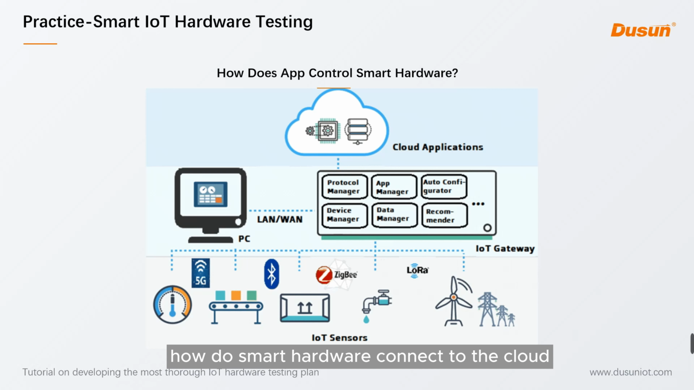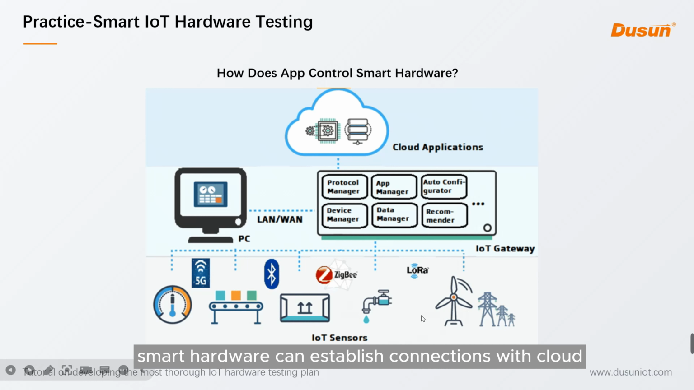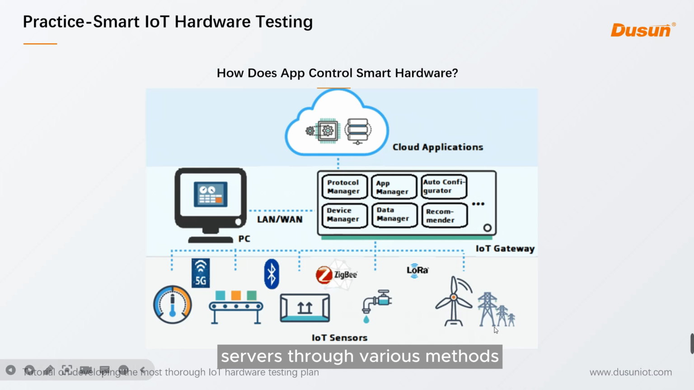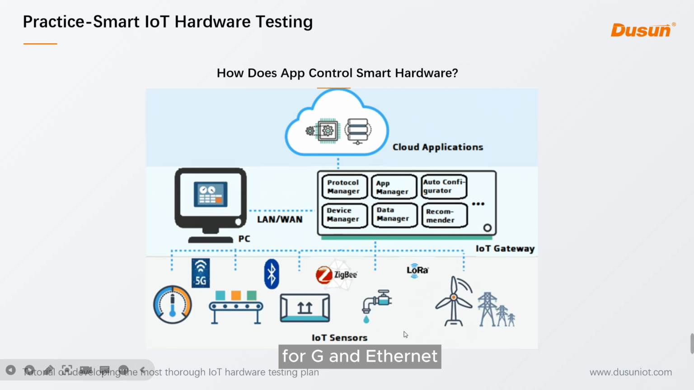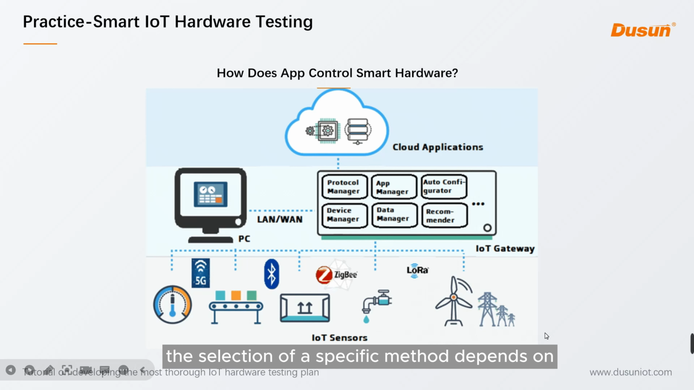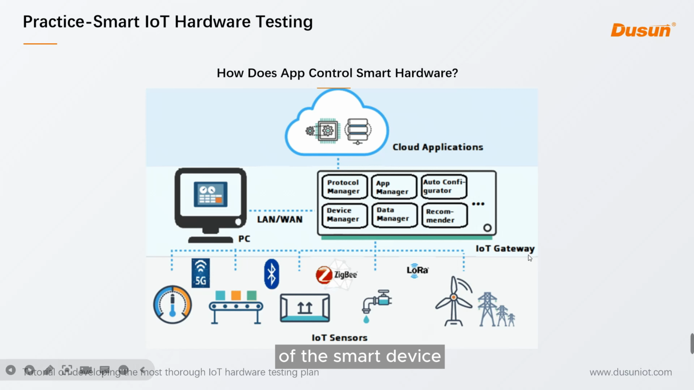How does smart hardware connect to the cloud? Smart hardware can establish connections with cloud servers through various methods, each offering distinct advantages and considerations. The primary connection methods include Wi-Fi, 4G, and Ethernet. The selection of a specific method depends on the application scenarios and the actual requirements of the smart device.